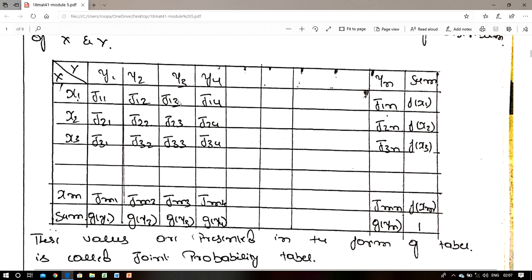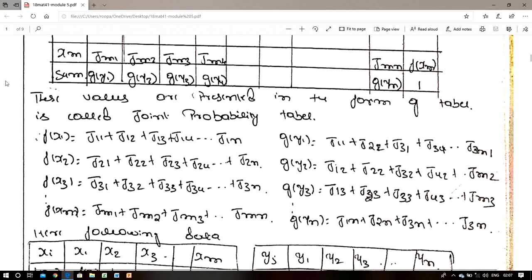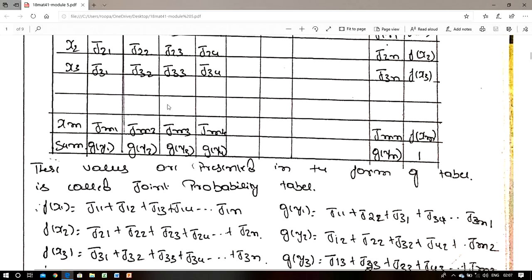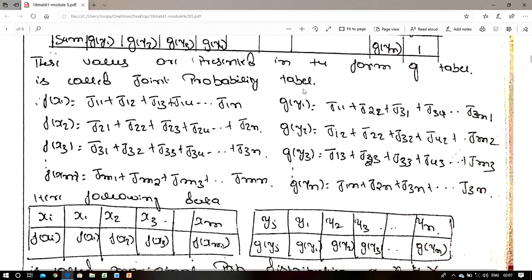Third column: j13 plus j23 plus j33 plus ... jm3 can be represented by g of y3. It goes on up to the nth column: j1n plus j2n plus j3n up to jmn is equal to g of yn. The values are presented in the form of a table. Now this table is called a joint probability table.